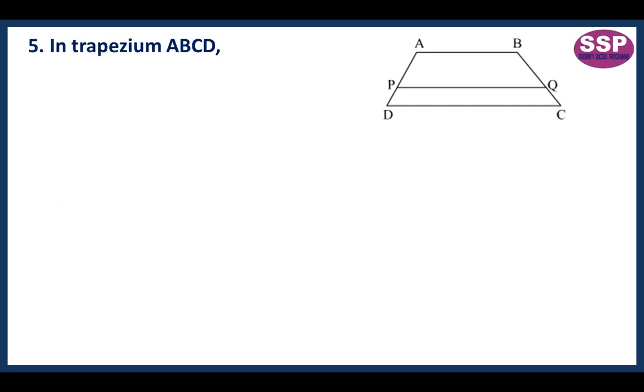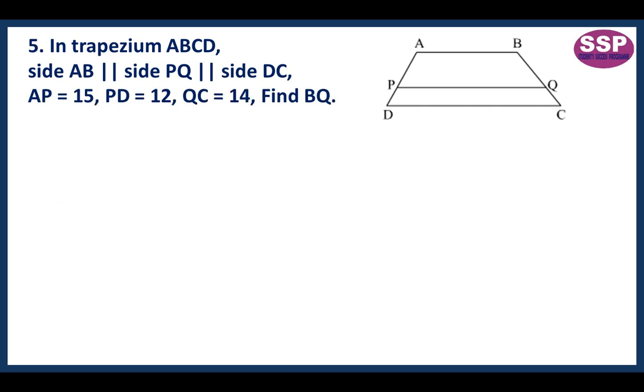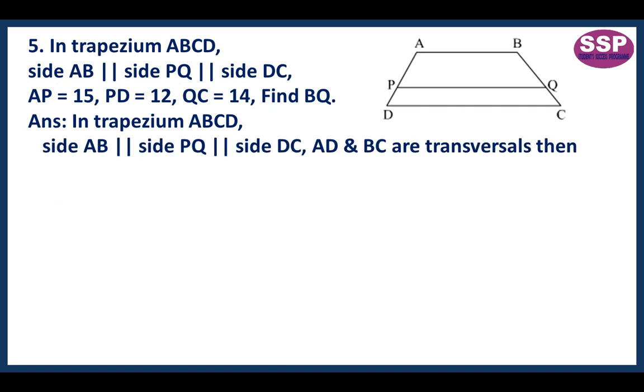Next problem. In trapezium ABCD, side AB is parallel to side PQ, which is parallel to side DC. AP is equal to 15, PD is equal to 12, QC is equal to 14. Find BQ. Solution. In trapezium ABCD, side AB is parallel to side PQ, parallel to side DC. AD and BC are transversals.